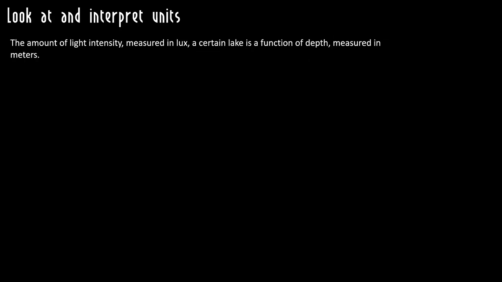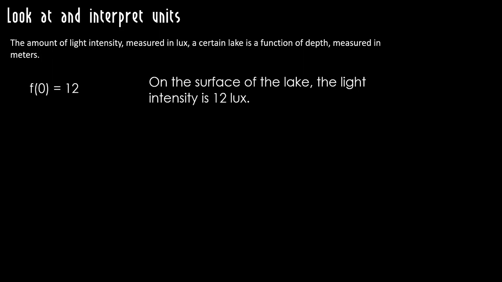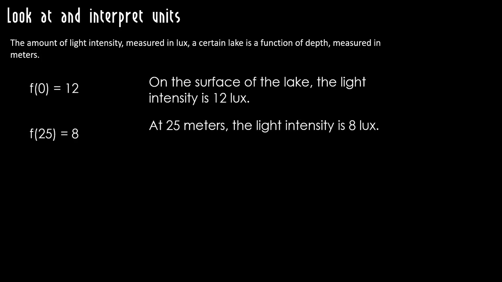Let's look at another one. The amount of light intensity, measured in lux, at a certain lake is a function of depth, measured in meters. So you've got a lake, and right at the surface, f of 0 is 12. So at the surface of the lake, the light intensity is 12 lux. As you go further down, the light can't penetrate through the water, so f of 25 might be 8. So at 25 meters, the light intensity is 8 lux.